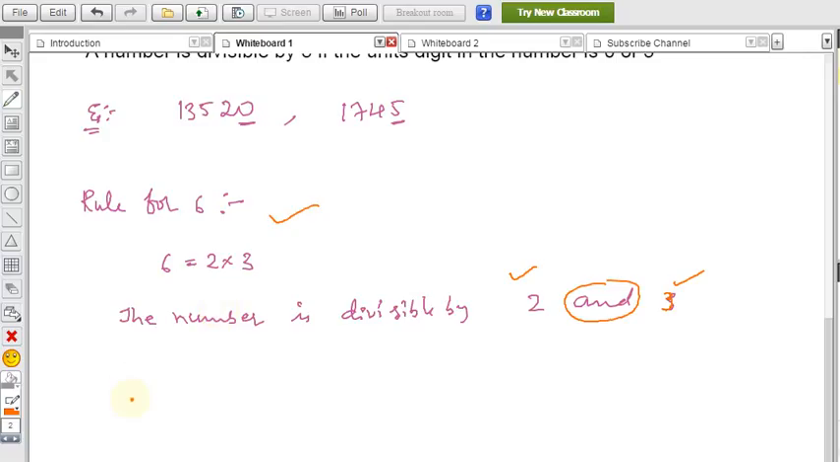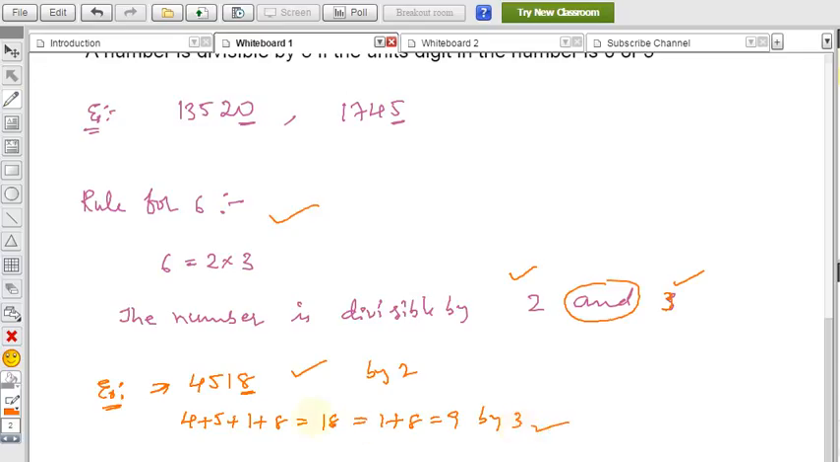For example, 4518. In this example, the last digit, the units digit, is 8. So this is divisible by 2. Now again, 4 plus 5 plus 1 plus 8: 9, 10, 18. That is equal to 1 plus 8, 9. So this is divisible by 3. So it satisfies both rules, so we can say that number is divisible by 6.